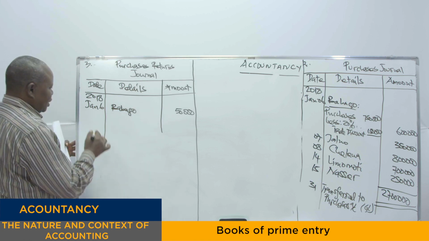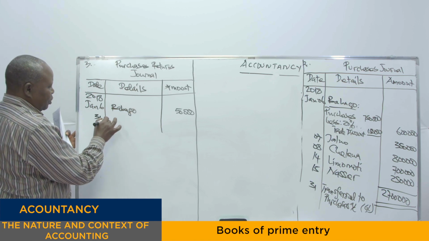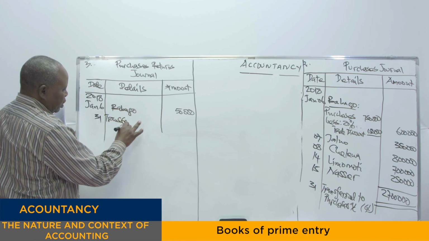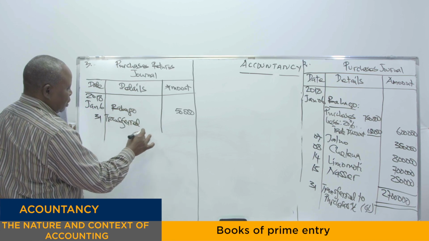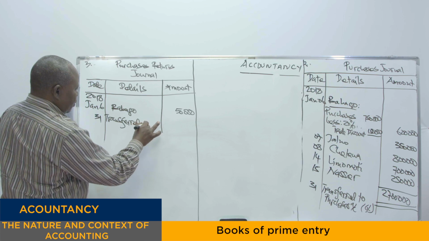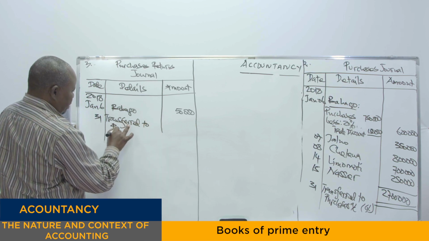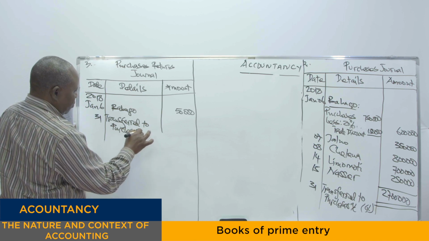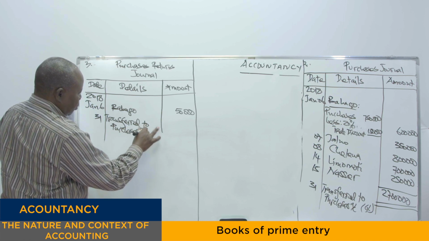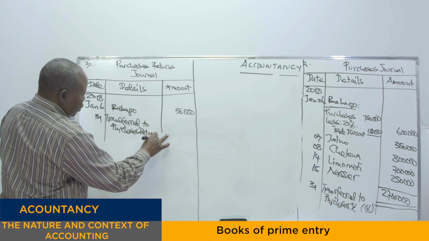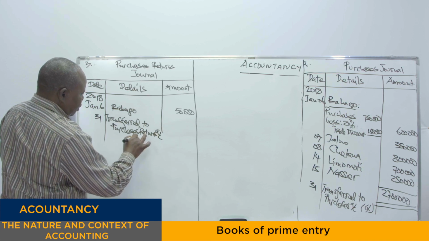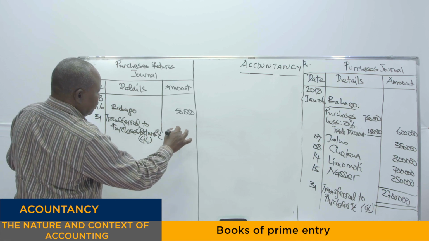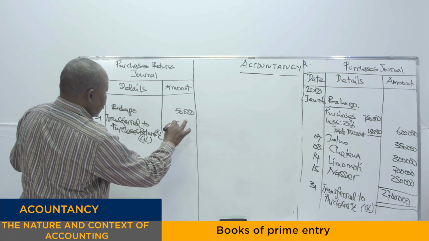So we transfer this on 31st January. So we write here transferred to purchases returns account into general ledger. The total amount, of course.